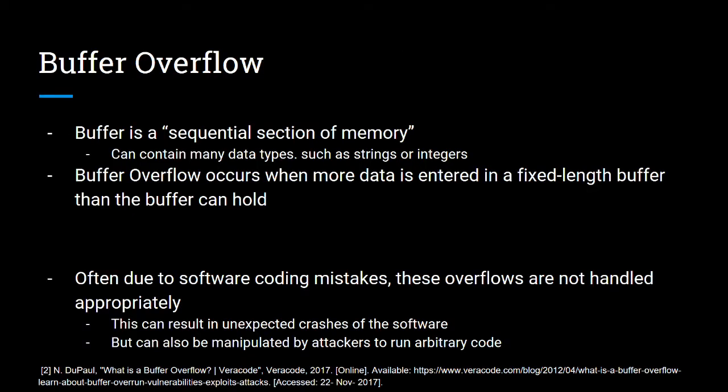And before we can go ahead and analyze the exploit itself, let's cover what a buffer overflow is. A buffer is a sequential section of memory. Basically, it's the space designated to hold a certain value that can be anything such as strings, integers, array of integers, etc. A buffer overflow occurs when more data is entered in a fixed length buffer than the buffer can hold. So what does that mean? It means if a software programmer makes a mistake and does not handle these situations correctly, we as an attacker can get the code to crash, perform abnormally, or even execute arbitrary code ourselves.